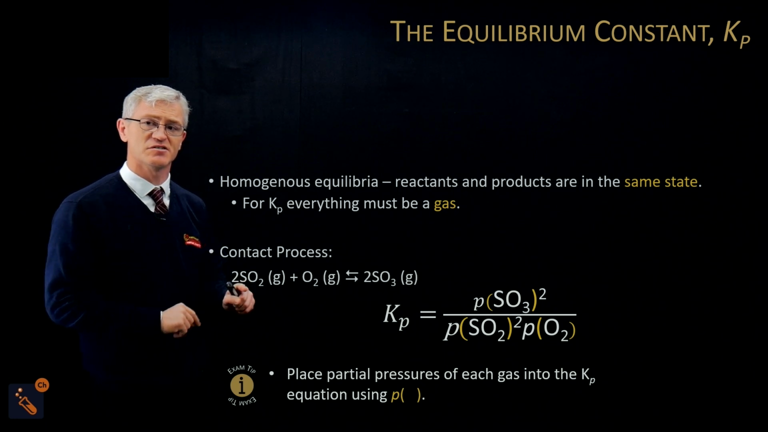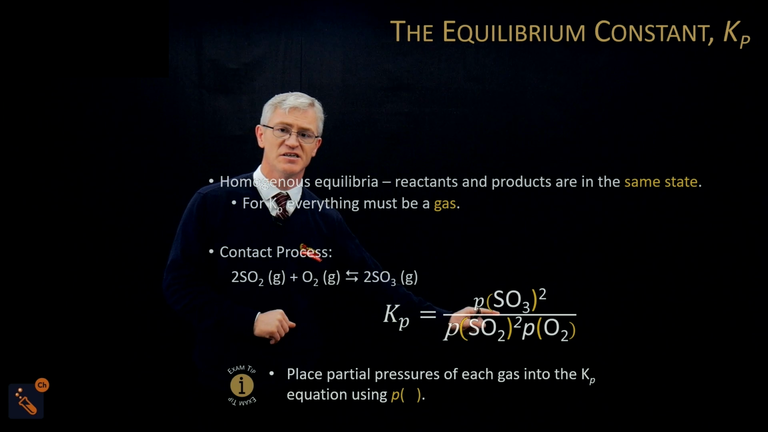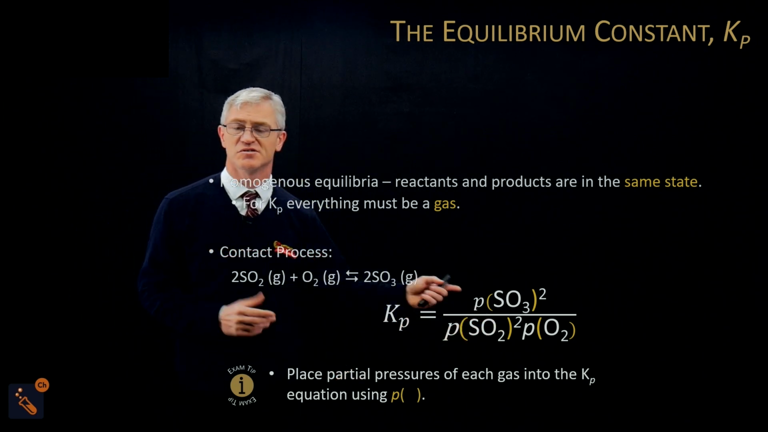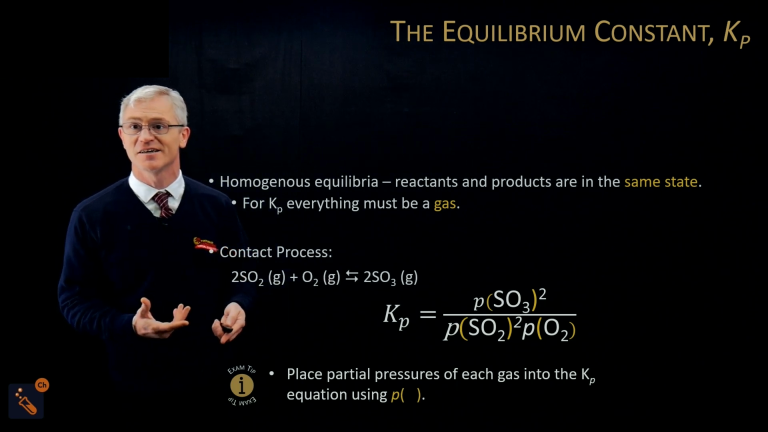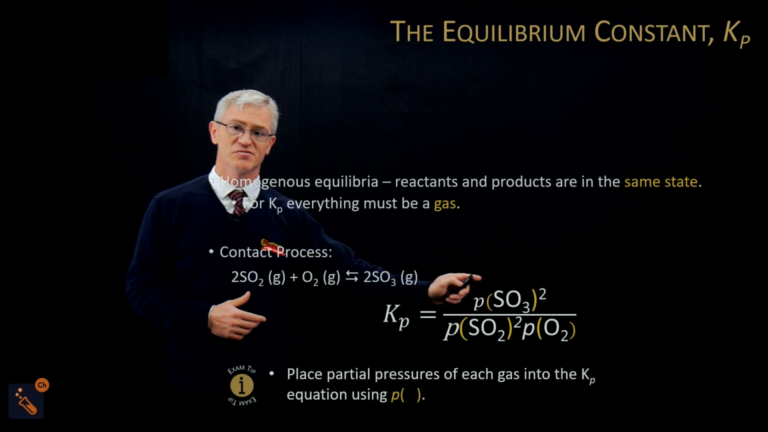So the contact process says 2 here for SO2 and 1 for O2. So you can see here the SO2 is raised to the power of 2 and the O2 is not raised to the power. So it's exactly the same as Kc. You can also see that SO3 is raised to the power 2.